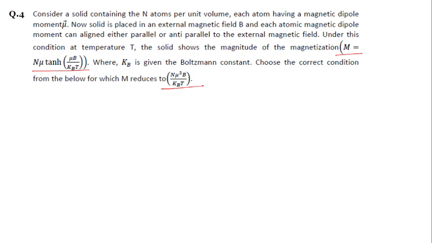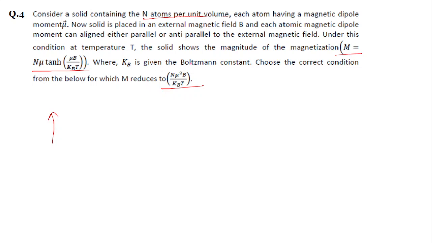Consider a solid containing n atoms per unit volume. Each atom has magnetic dipole moment mu. Now the solid is placed in external magnetic field B, and each atomic magnetic dipole moment can either align parallel or anti-parallel to the external magnetic field. These two situations or options are there. Under this condition, at temperature T, the solid shows the magnitude of magnetization given by this.